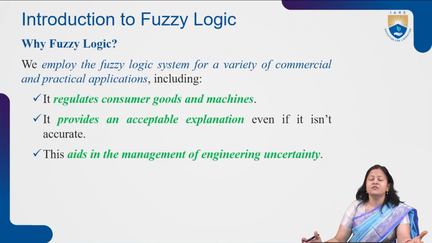The same thing happens for the microwave oven. If the consistency of the cake is not appropriate, then what will happen? Automatically the temperature rises to absorb all the moisture from the batter, so that the cake will be baked in a nice way. So this is the way it regulates consumer goods.